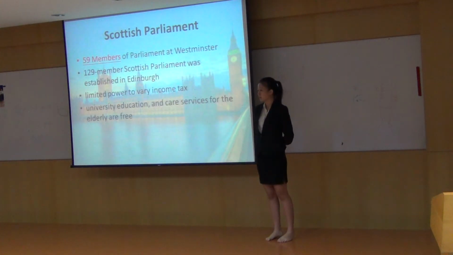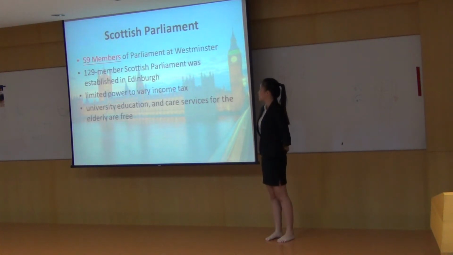About the Scottish Parliament: there are 59 members of Parliament in Westminster. What is Westminster? Westminster is the government of the United Kingdom. And they have 129 members in their local parliament to decide their own matters. They also have limited power to vary income tax.